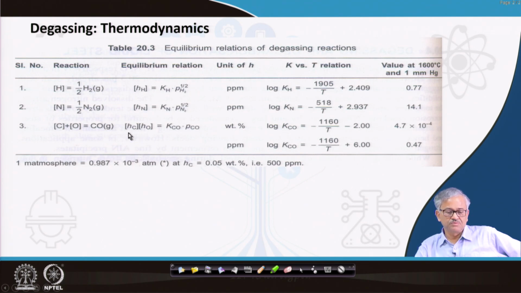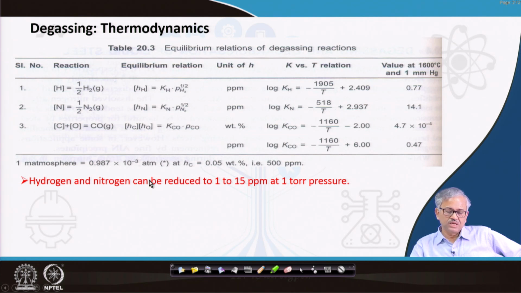Because you have the product of concentration of oxygen and carbon, if you know the carbon is equal to 500 ppm, the oxygen will be 0.47 ppm. So, 0.47 ppm of oxygen will be in equilibrium with 500 ppm of carbon in the liquid steel at 1 torr pressure. That is exactly what it is telling. So, you can see that you can eliminate all the gaseous impurities to a significantly low level. Hydrogen and nitrogen can be reduced to 1 to 15 ppm at 1 torr pressure, that we can find.